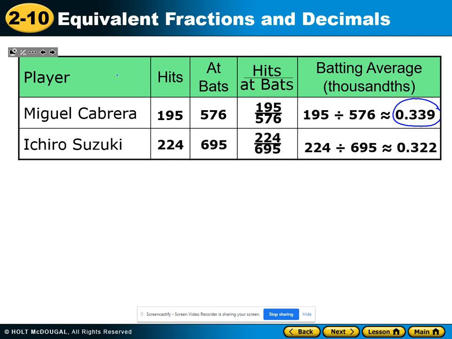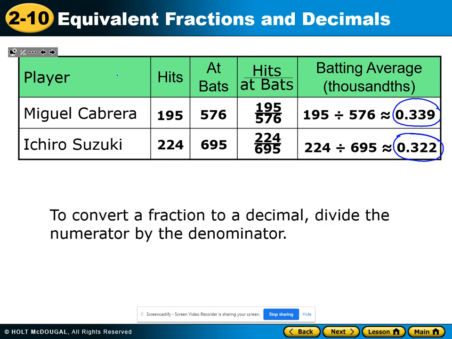Ichiro Suzuki had 224 hits, 695 at-bats, and you can see his batting average right here. Okay? So we can compare those two. The average then shows us very quickly who is batting slightly better than their opponent. All right? To convert a fraction to a decimal, divide the numerator by the denominator.